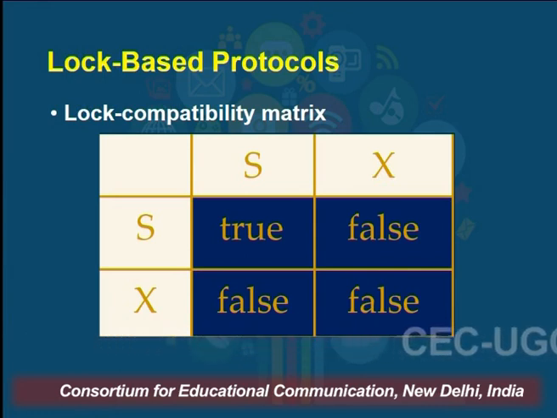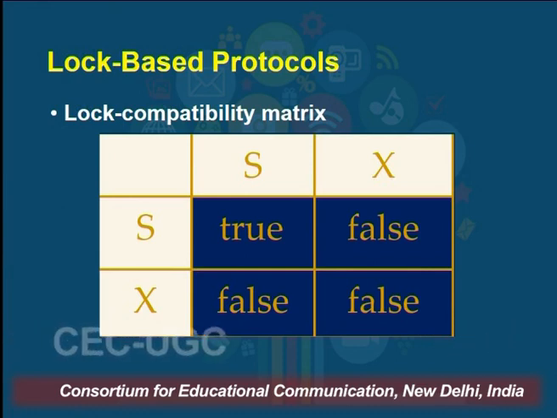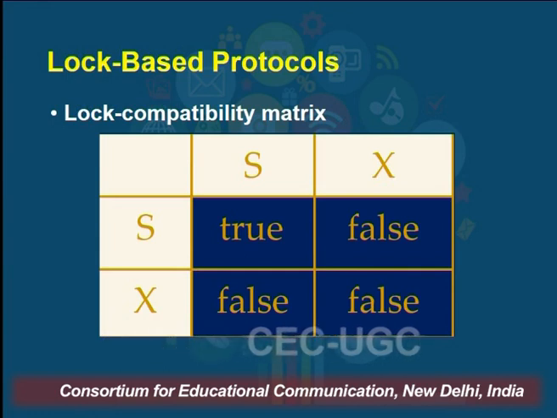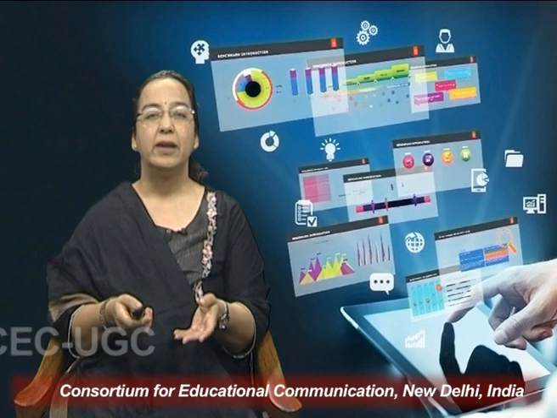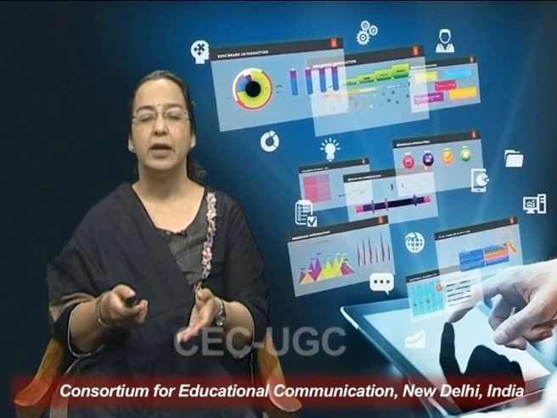So one data item can be taken in S mode by two different transactions, while if one transaction is taking a data item in X mode, no other transaction will be allowed to access it. And this is what we call a lock compatibility matrix, which is very important when we talk about lock based protocols. So till this point we have understood how this locking mechanism is working.